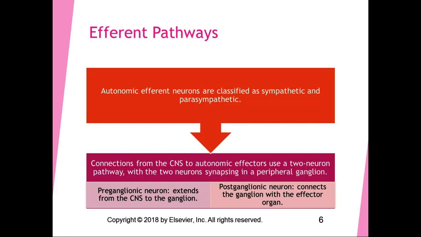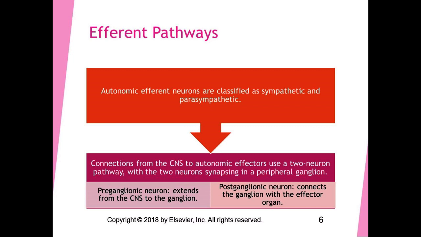So autonomic efferent neurons are classified as sympathetic and parasympathetic. These are our two different halves of the autonomic nervous system, if you want to think of it that way. Connections from the central nervous system to autonomic effectors, in other words, the glands and organs that are going to then make the changes that we need to stay in homeostasis, use a two-neuron pathway, with the two neurons synapsing in a peripheral ganglion. A ganglion is a group of nerve bodies.